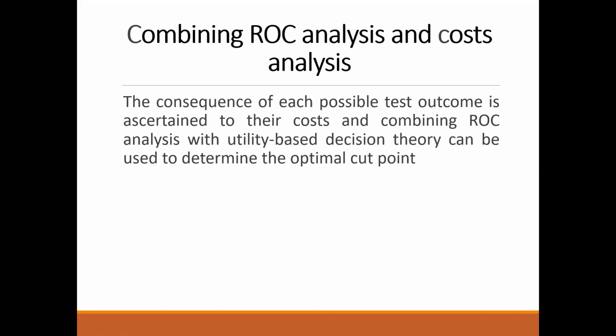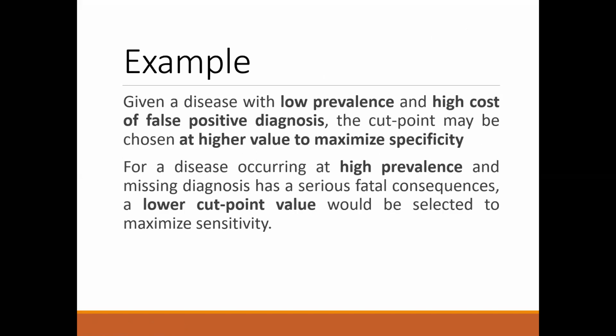Then there's one more method in which the ROC and cost are combined. This is more of a utility-based decision, because sometimes the test may be very effective, but it is very costly. In that situation, we have to combine both things. When we establish a cutoff, we have to think of many things in terms of cost also. So, for example, for a disease with low prevalence and high cost of false positive diagnosis, the cutoff may be chosen at a higher value to maximize the specificity.